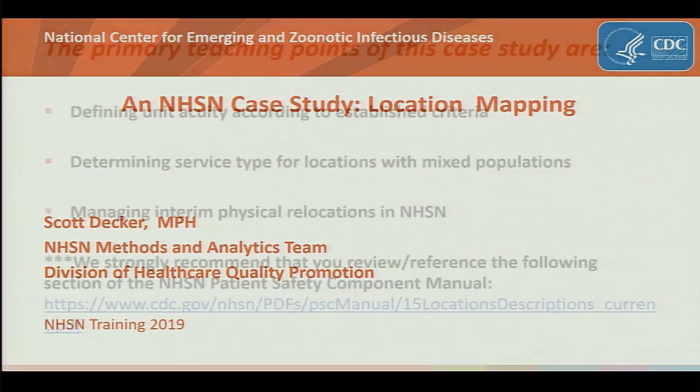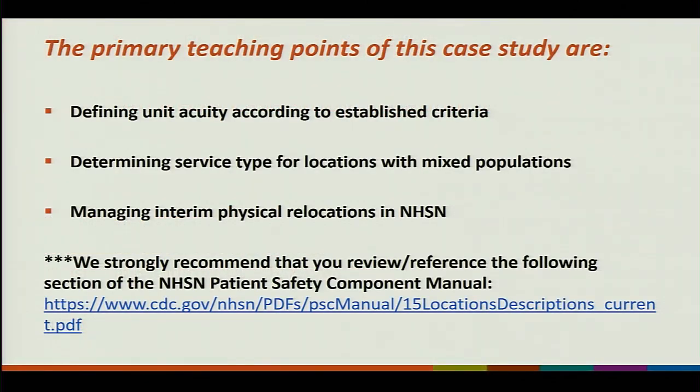So I think what we're going to see today in these case studies is that there are going to be scenarios that are applicable to your facility, and you're going to be able to apply some of these rules or some of these definitions to your facility.